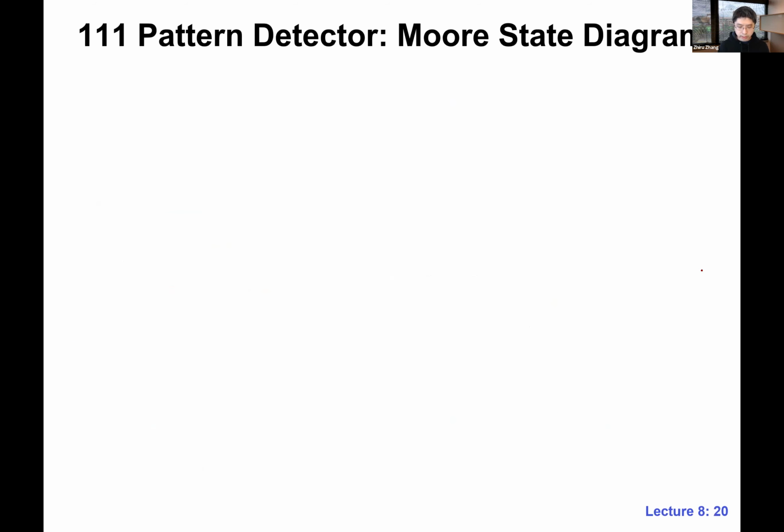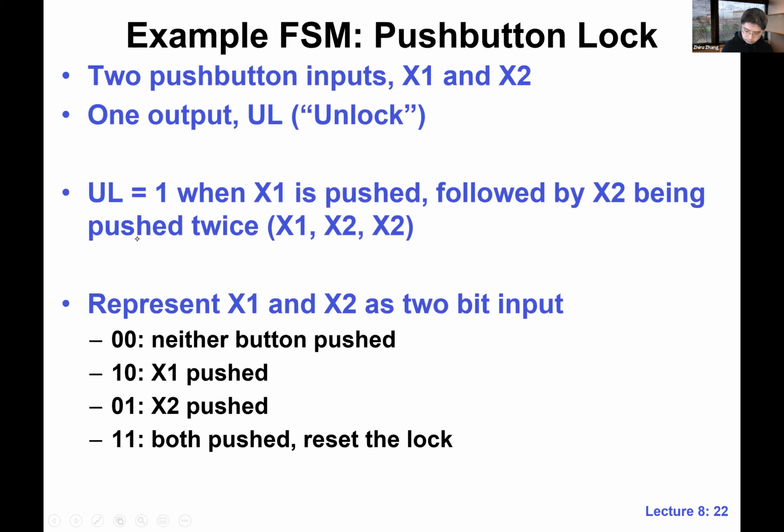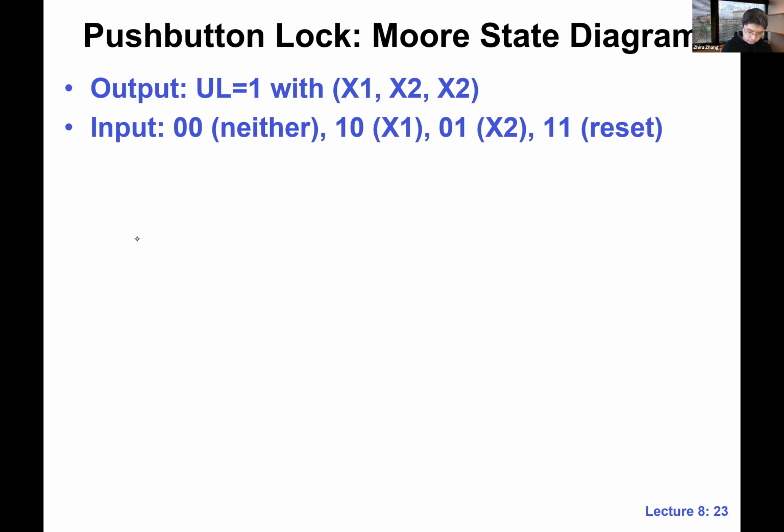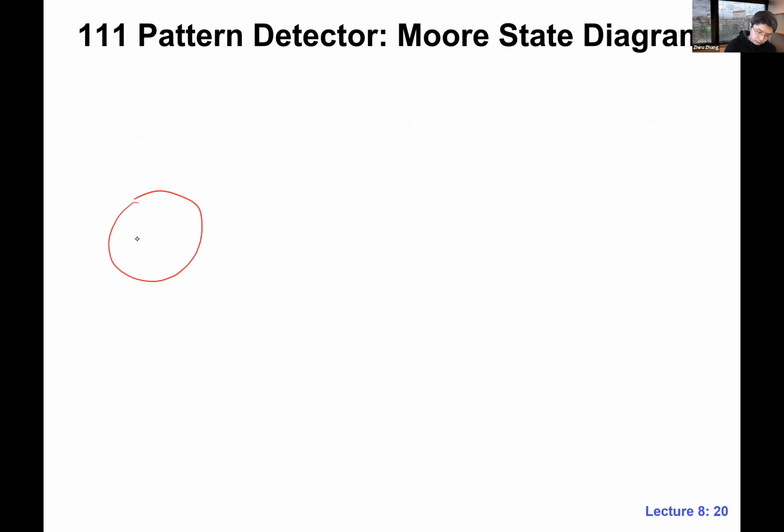So let's draw the diagram. Let's start with some state. We usually name the states. Let's call the first one init. This is how we initialize. So when we reset, we arrive at this state. In this state, we haven't detected anything interesting yet, so we output 0 in the first state.